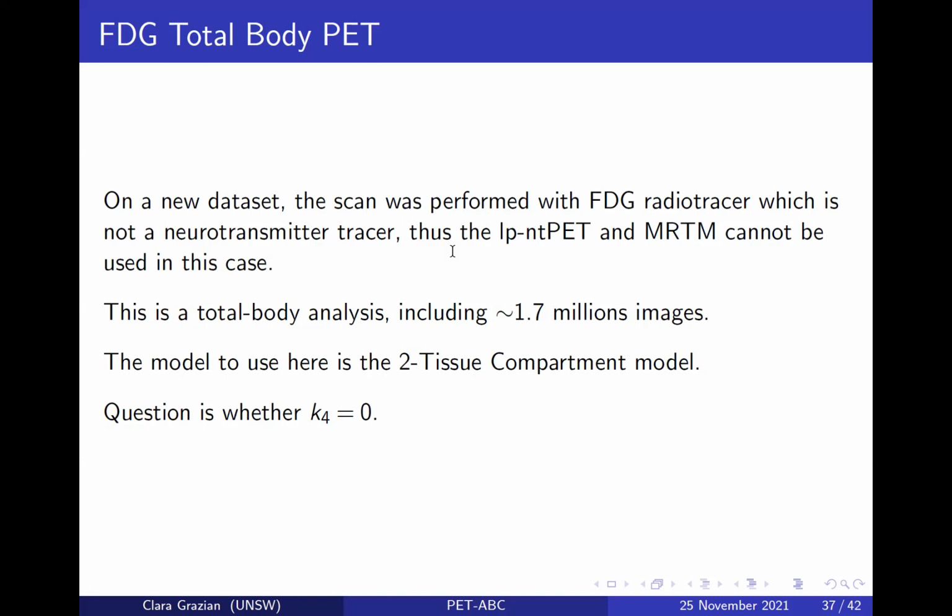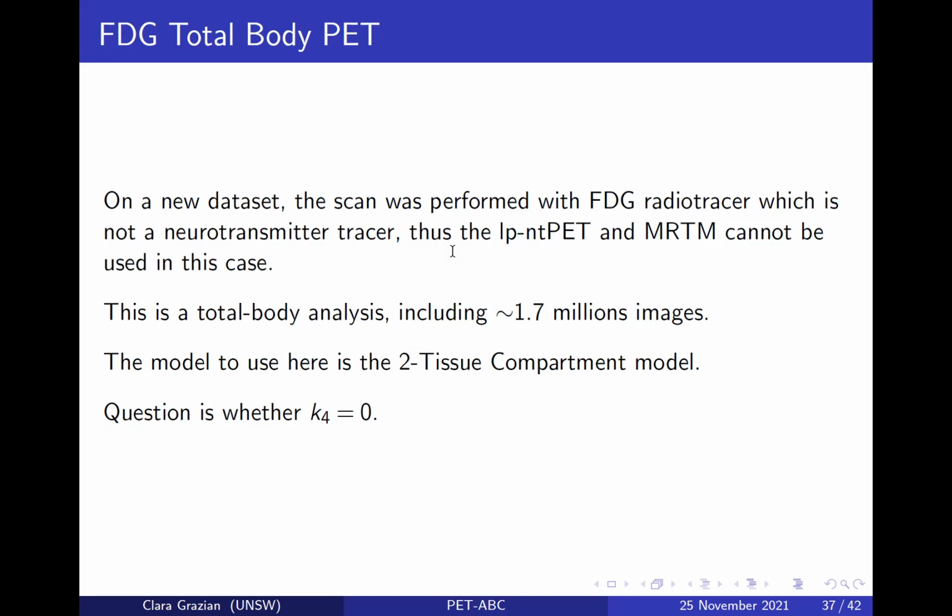A radio tracer was administered to the patient. This is FDG, so it's not a neurotransmitter. So LPNT PET is not an appropriate model for this type of tracer. In this case, it's more appropriate to use a one and two tissue compartment model. This is a total body analysis, so we have around 1.7 million images to analyze.